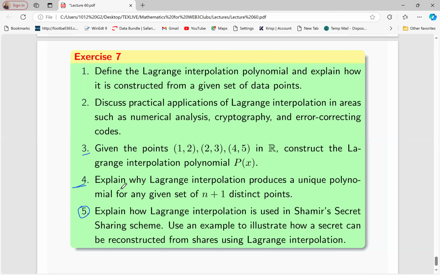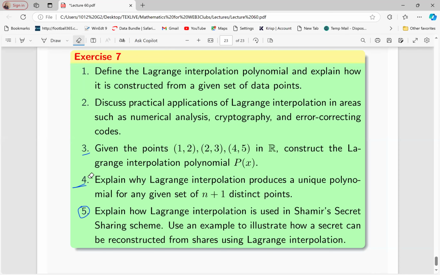Then there's this. I said that if you have 3 points or n points or n plus 1 points, the graph that can pass through all those points is just unique. And the question is, explain why Lagrange interpolation produces a unique polynomial for any given set of points. So you think of that. Why is it possible that only one graph can go through all those points? So you think about that also.